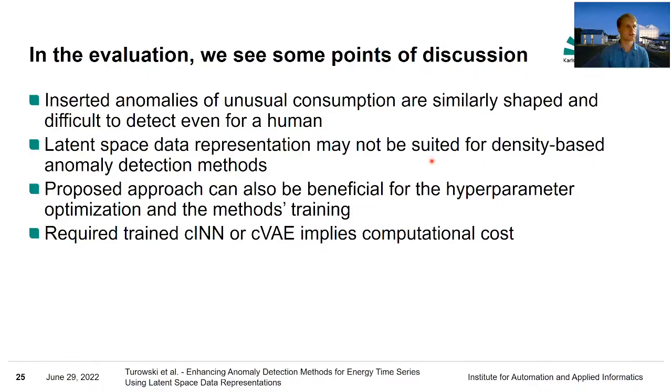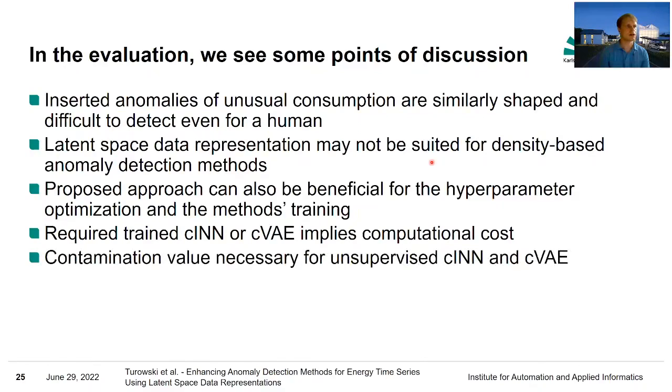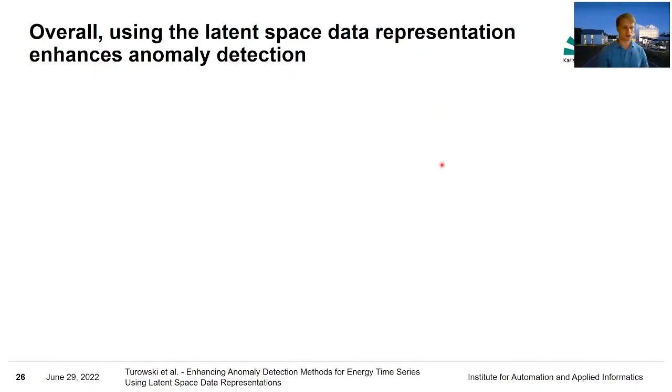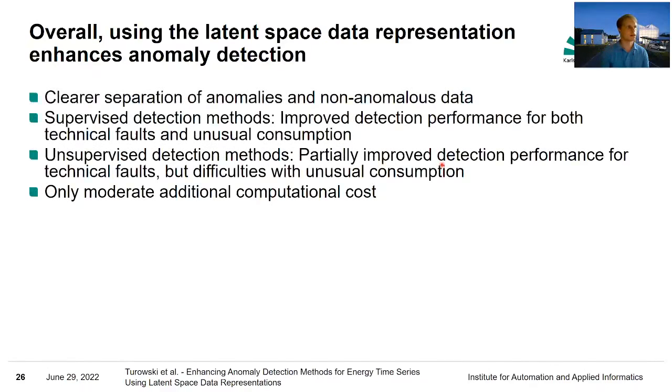So to sum it up, overall, using the latent space data representation enhances anomaly detection. So what we see is a clearer separation of anomalies and non-anomalous data in the t-SNE plots. For the supervised detection methods, we observe an improved detection performance for both groups of anomalies. For the unsupervised detection methods, however, we only see a partially improved detection performance for the technical faults because they have difficulties with unusual consumption. And at the same time, we only have a moderate additional computational cost.